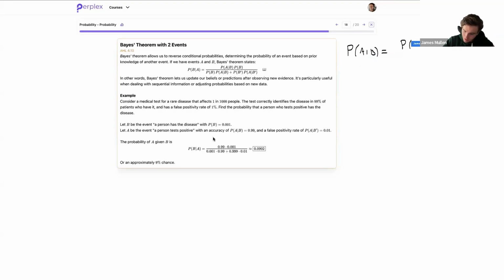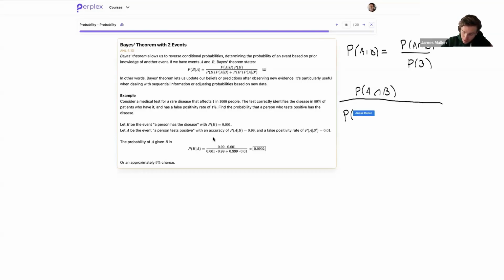P of A intersection B over P of B. And so actually this numerator is just P of A intersection B. So basically the numerator says the probability of having the disease and testing positive. And in the denominator, I have the probability of B times P of A given B. So that's actually the same thing.